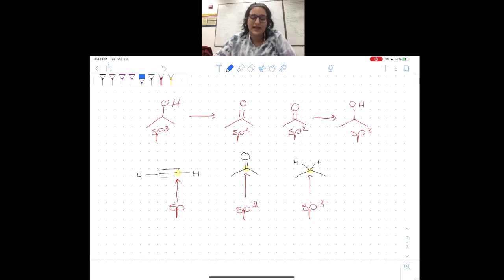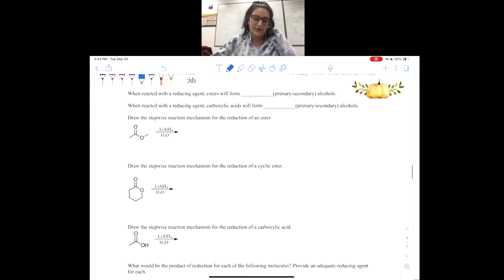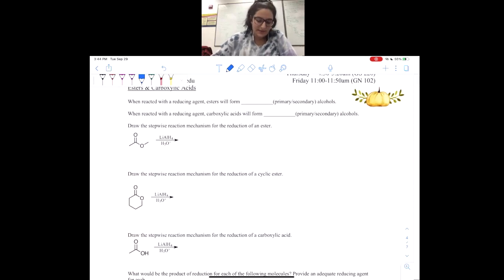So we're going to just ignore sp for now because that's not as important when it comes to these kind of reactions. But you do need to realize sp2 will be more stable than sp3. So if we ever have a chance to return to sp2 hybridization, we will. Now moving on to reductions, and why this is important is because, as I mentioned, we have a leaving group.